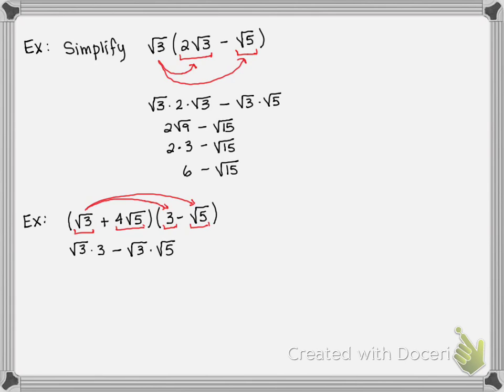And then we're going to distribute 4 root 5 to both terms in the second factor. So here and here. So we've got plus 4 times root 5 times 3 minus 4 times root 5 times root 5.